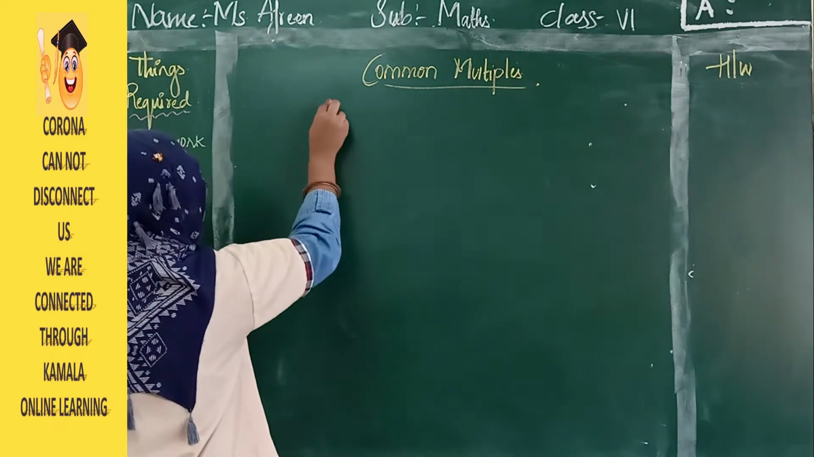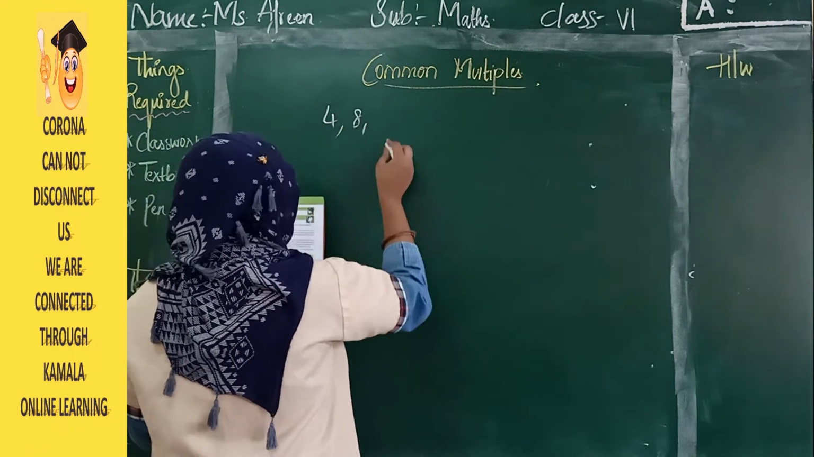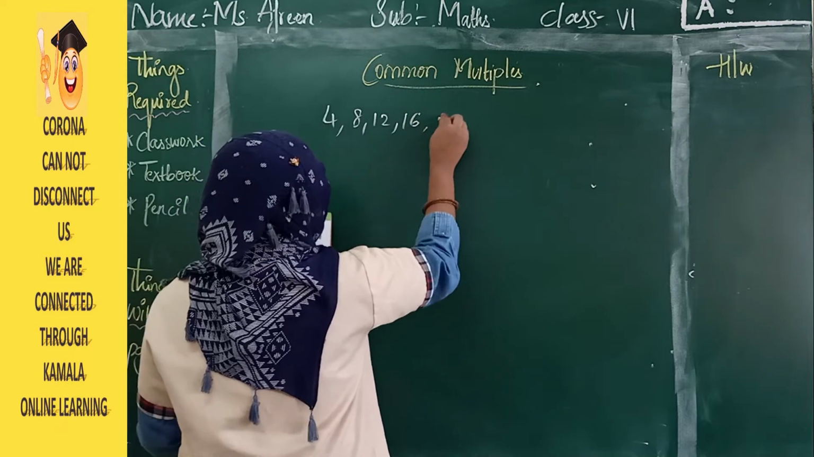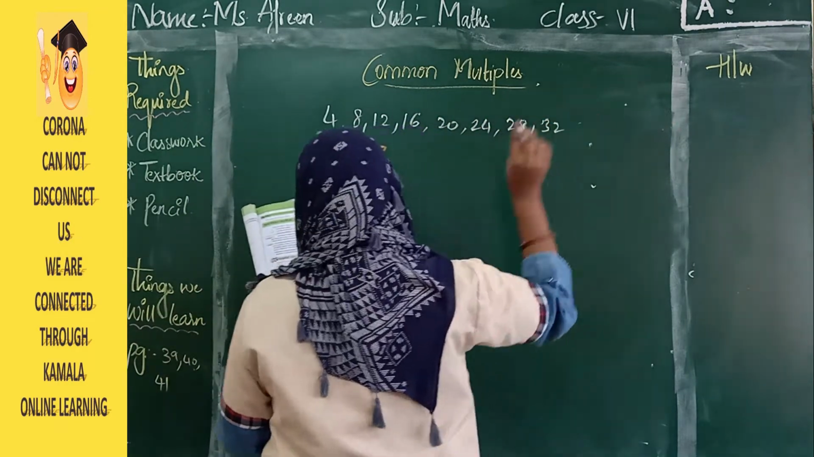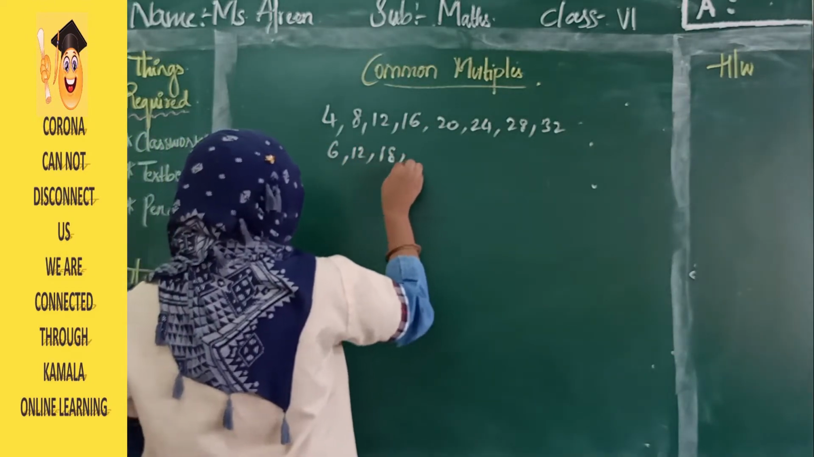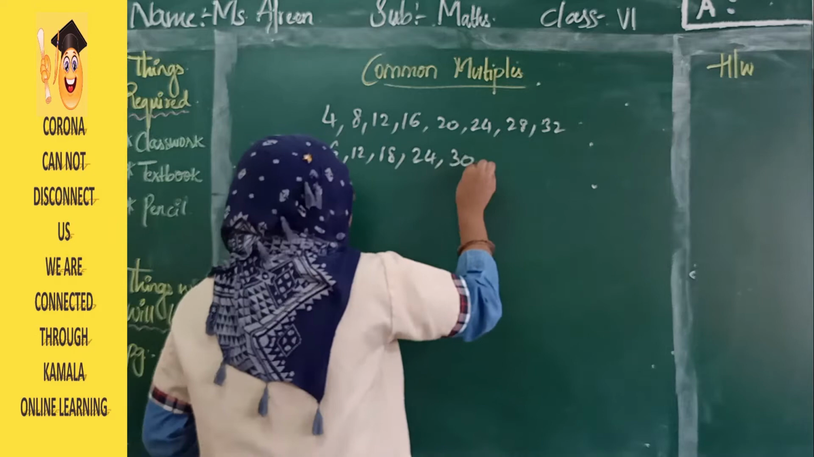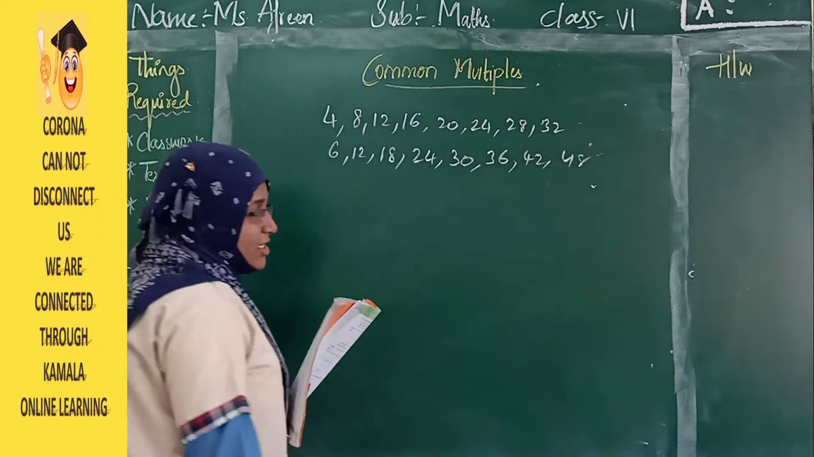So here first let us write the multiples of 4: 4, 8, 12, 16, 20, 24, 28, 32 and so on. Next is for 6, right? 6, 12, 18, 24, 30, 36, 42, 48 and so on.